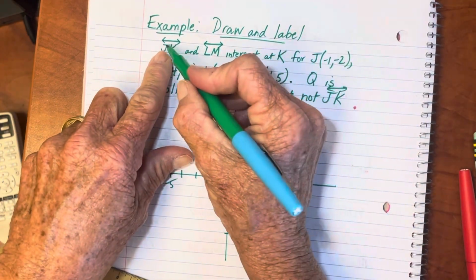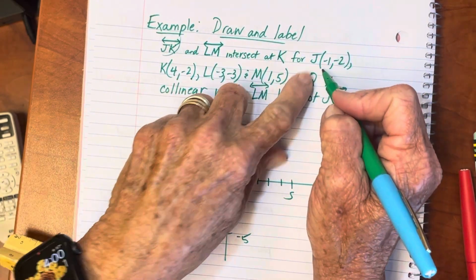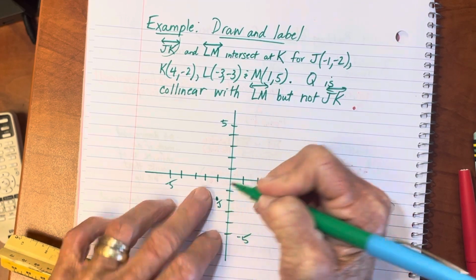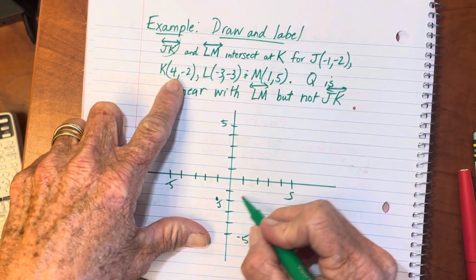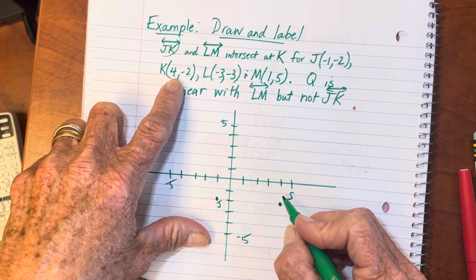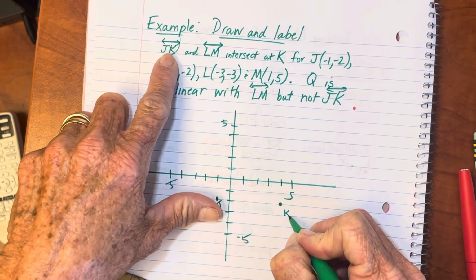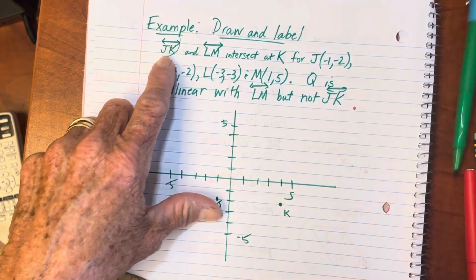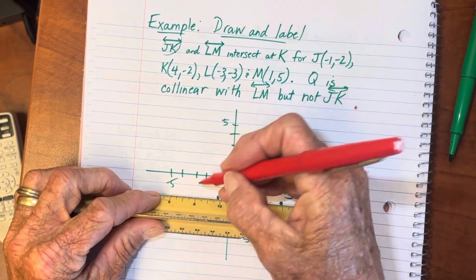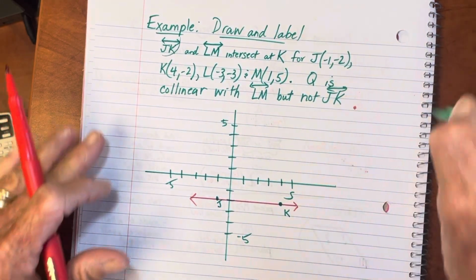I read that, it's got the line with the arrows. I read that as line JK. And this is point J. And point J is at -1, -2. Point K is at 4, -2. And what do we know about J and K? I know there's a line that passed through them. Let's go ahead and draw that line. So line JK looks like such.